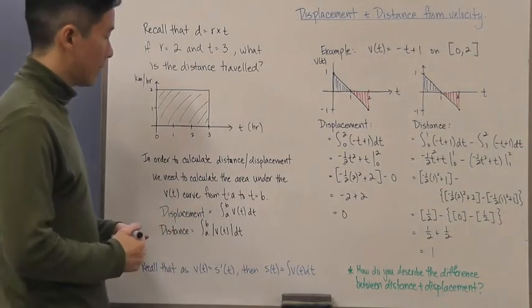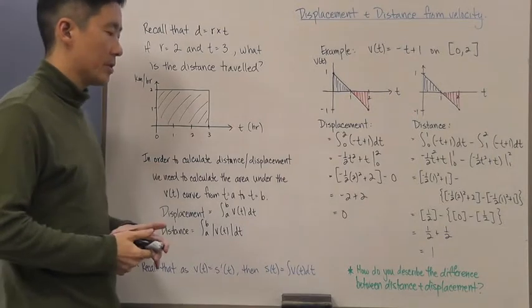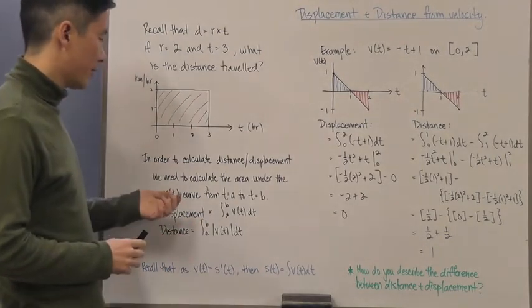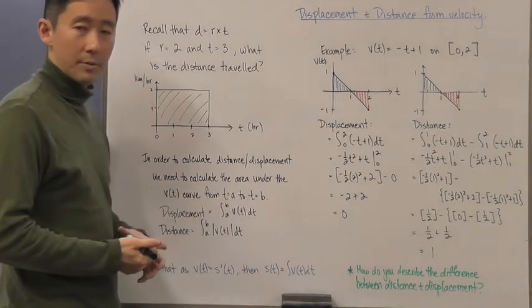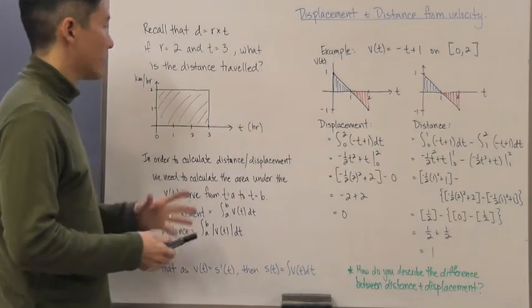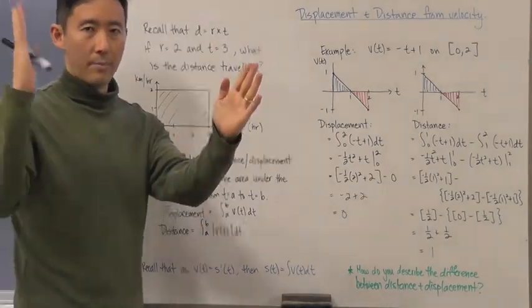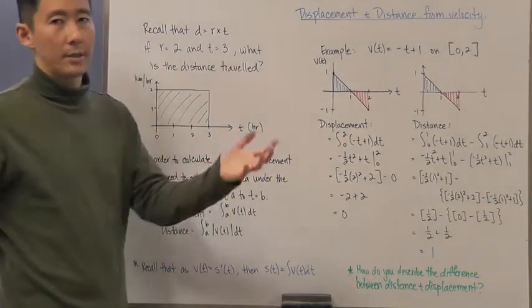So let's think about what that means. It says that in order to calculate distance or displacement, we need to calculate the area under the velocity curve from one particular time to another particular time. So again, notice that what we're dealing with now is area under a curve that is being bounded by two different values. So what is that? Well, that's the integral.